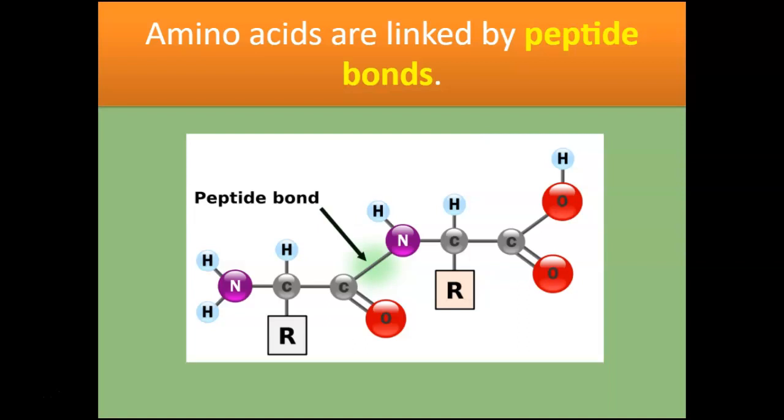To build polypeptides, you need to form a peptide bond between two amino acids. These peptide bonds occur between the carboxyl group of one amino acid and the amino group of another amino acid.